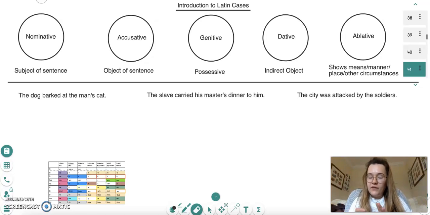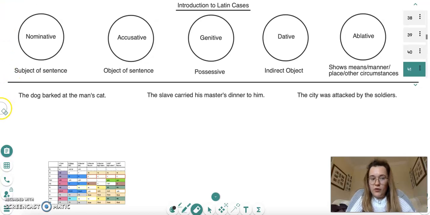Going to do it with an introduction to Latin cases. Depending on the student and their prior knowledge, I'm doing this tutorial on the assumption that they've had some exposure to it before, but might not necessarily know it, or it might be something that they're struggling with. So this would be more of a consolidatory thing.